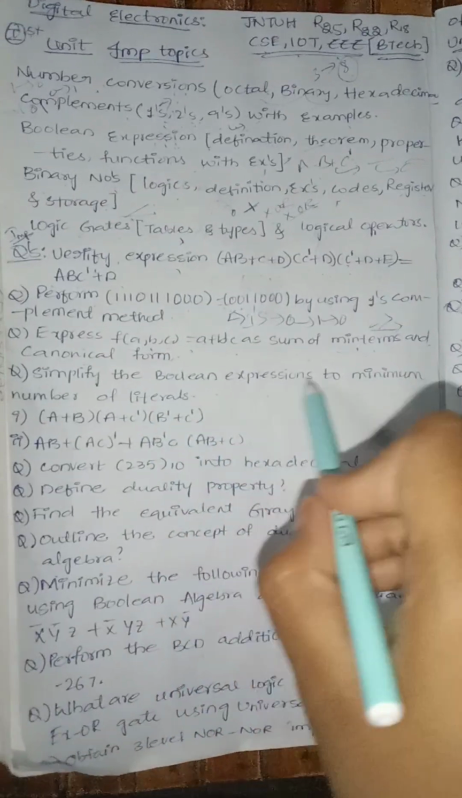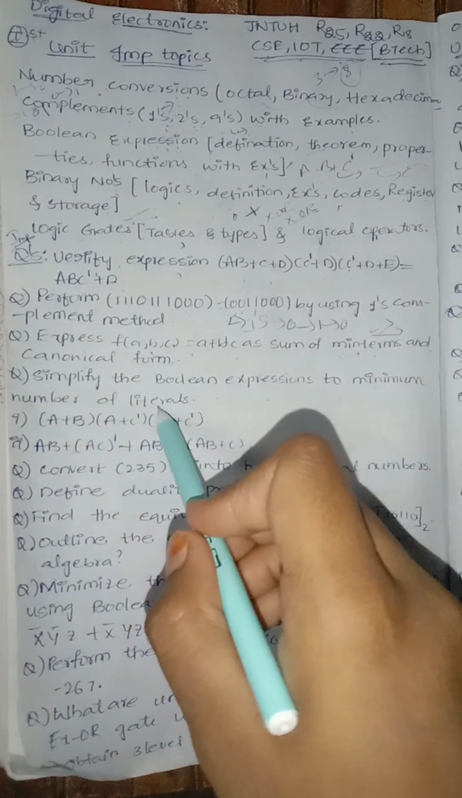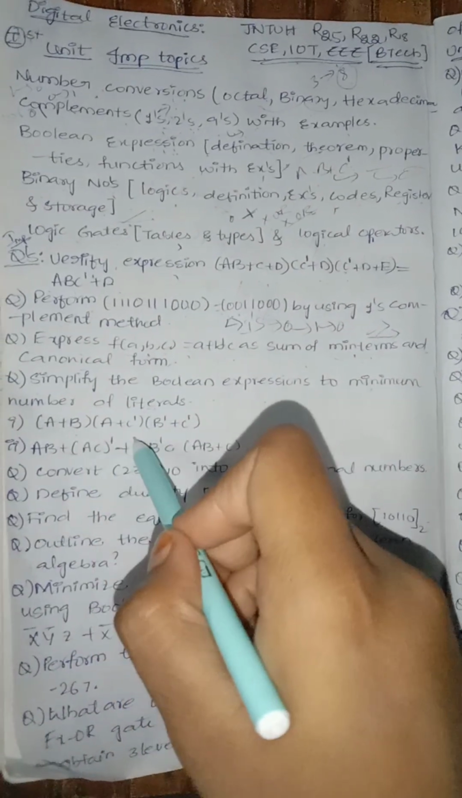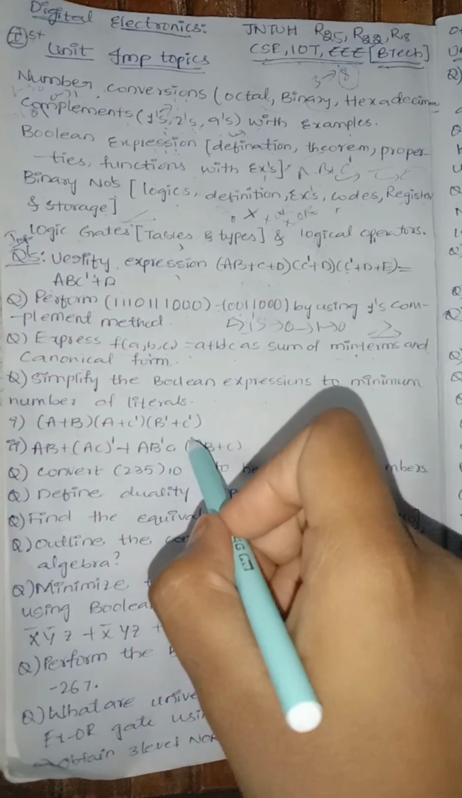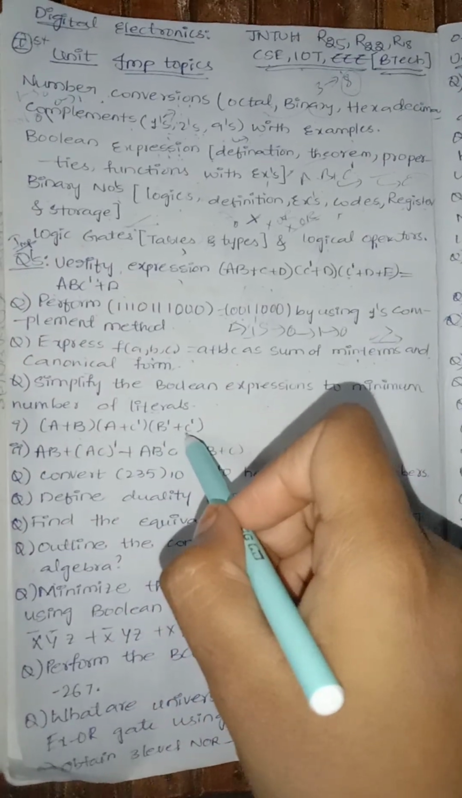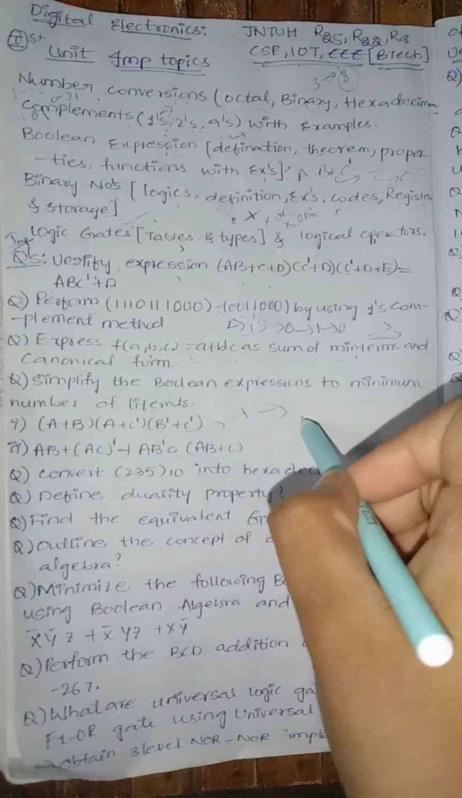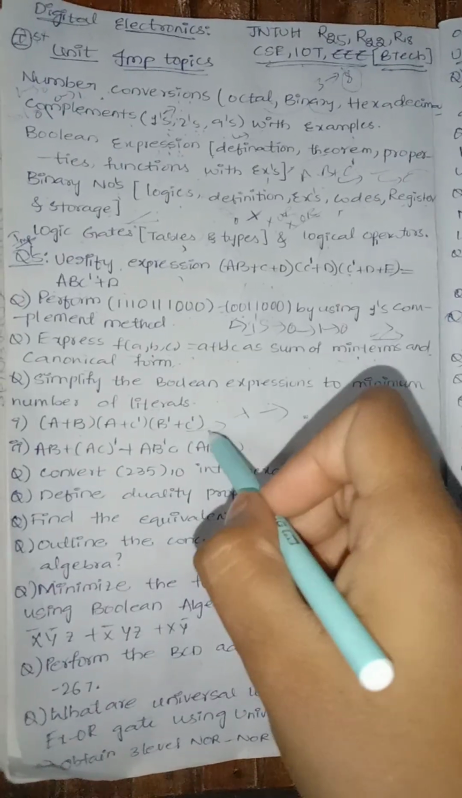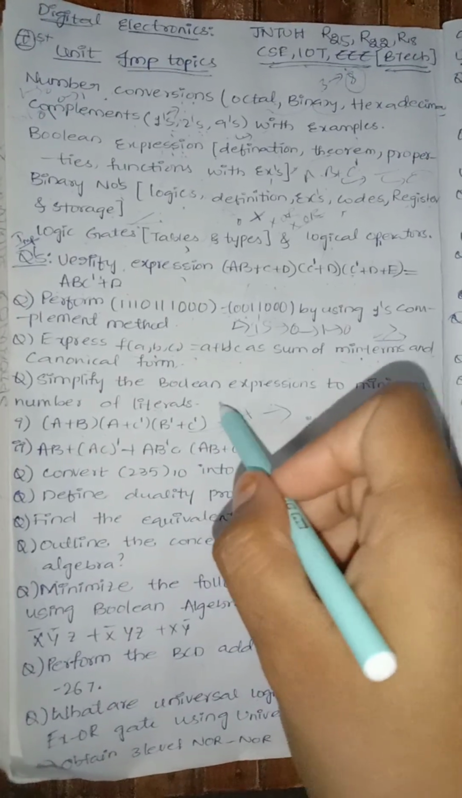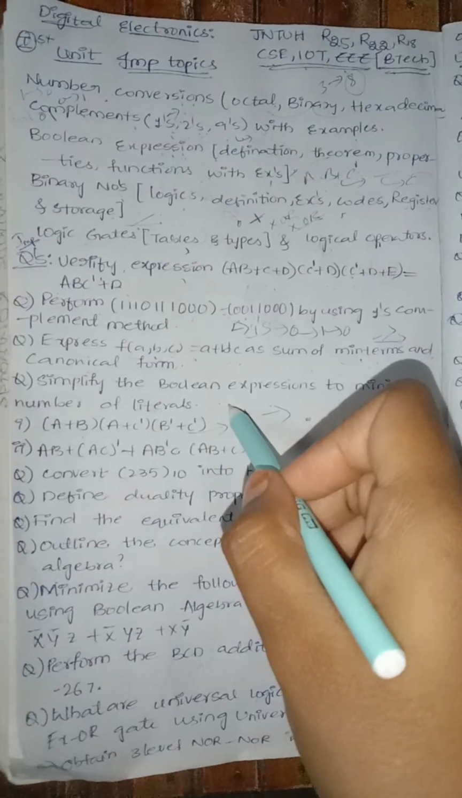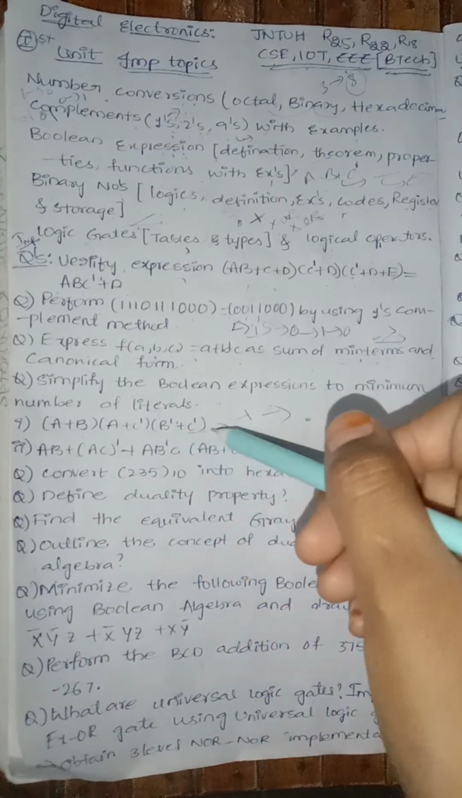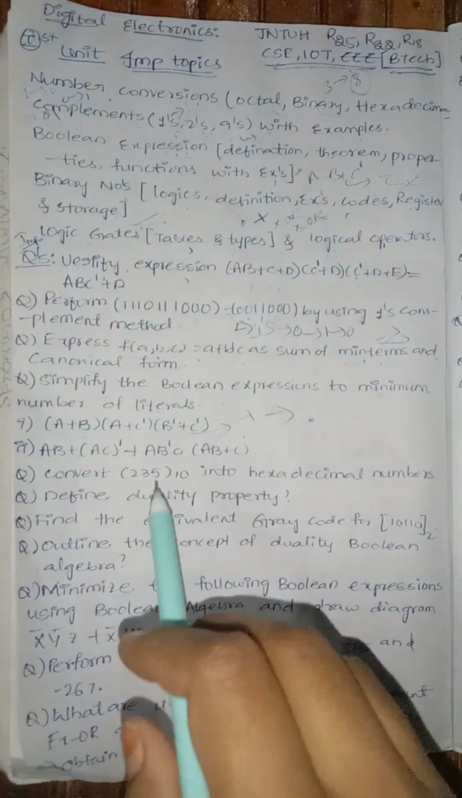Simplify the Boolean expression to the minimum number of literals: A plus B into A plus C dash, B dash plus C dash. For addition, we can convert it as multiplication. Some properties are present in Boolean expressions. By using the properties, we can simplify the given equation.